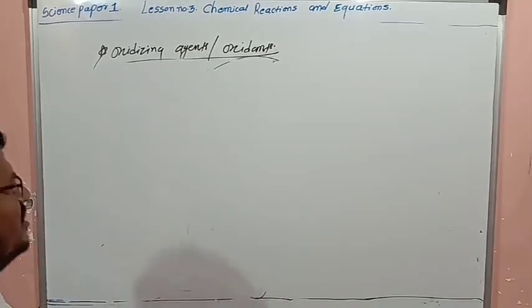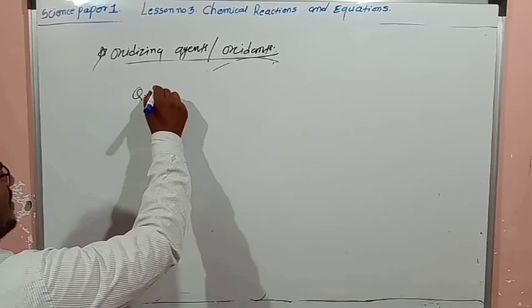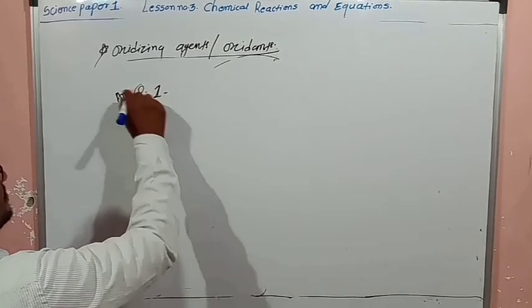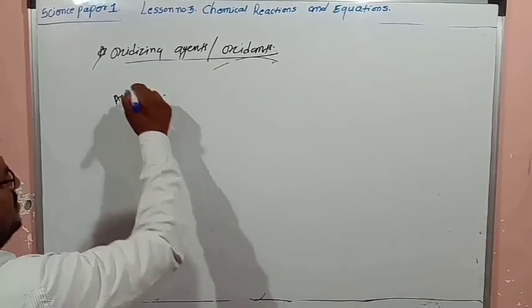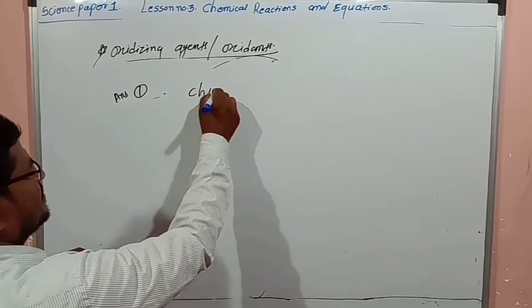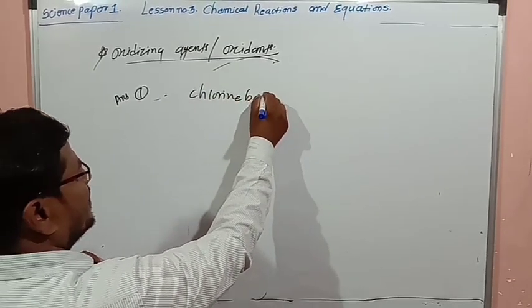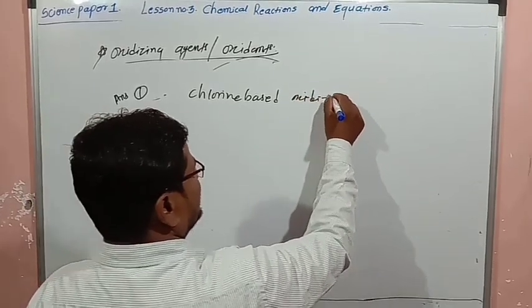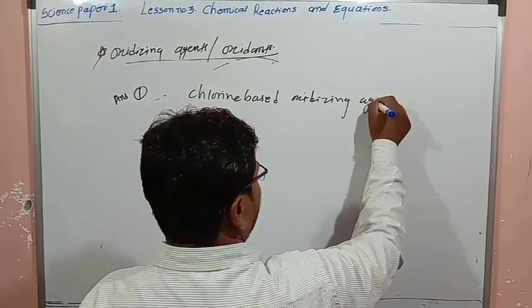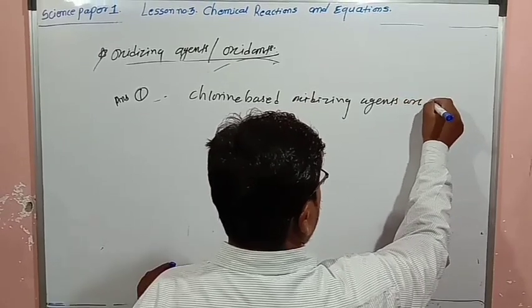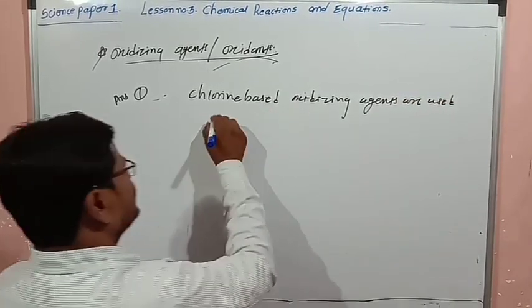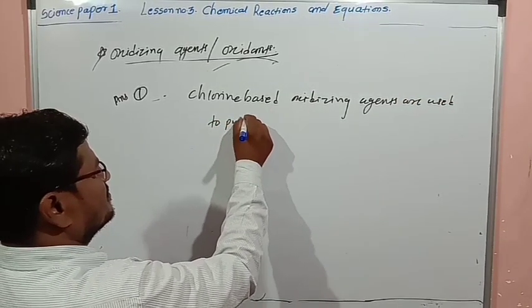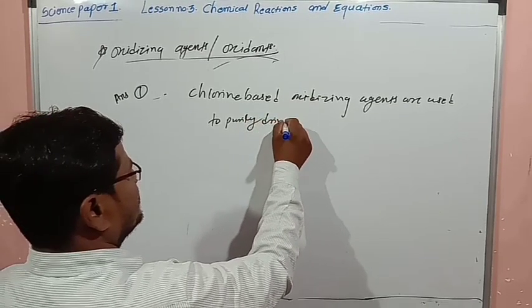So what is the answer of that particular first question? Answer of the first question: chlorine based oxidizing agents are used to purify drinking water.